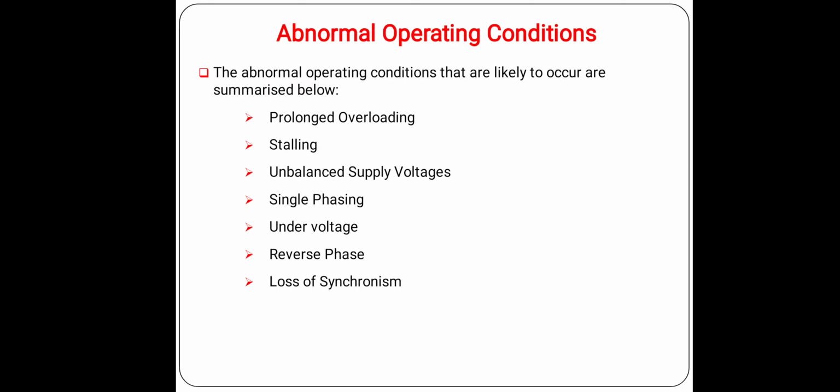Next one is loss of synchronism. A synchronous motor may pull out of step due to severe overload or due to reduction in supply voltage. So these are the abnormal operating conditions in which the motor operates. For this type of abnormal operating condition, we need to provide a protection scheme for the motors.